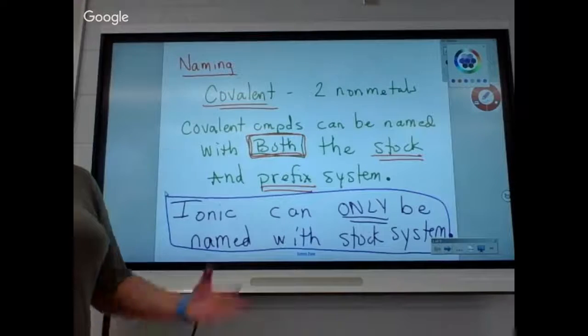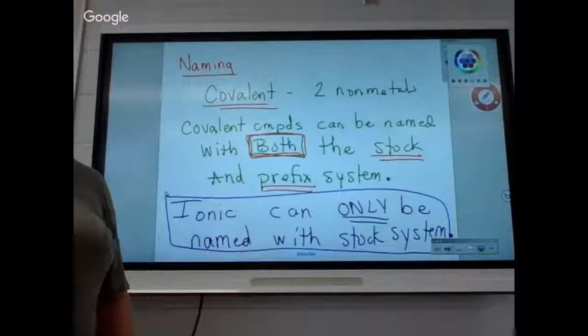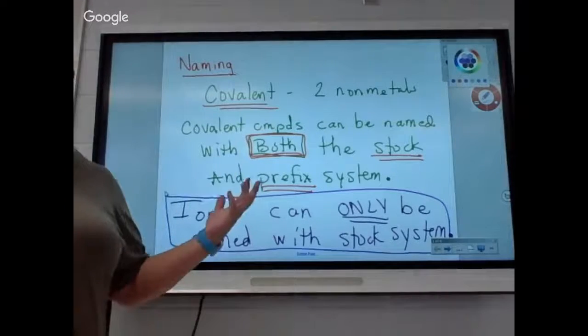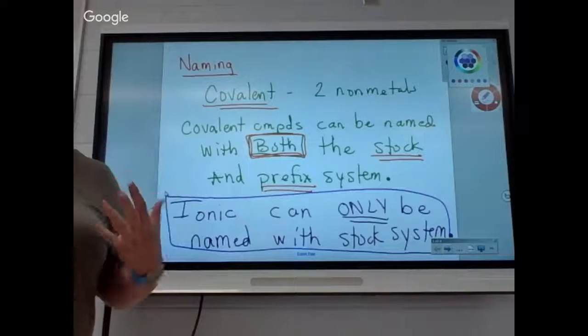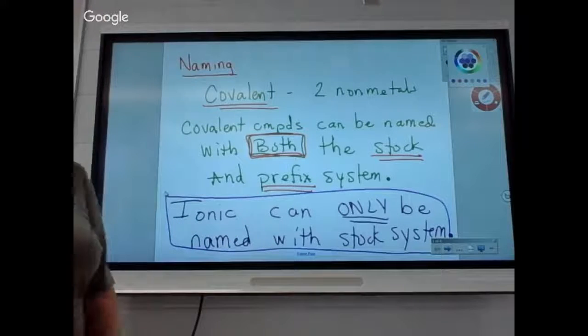I want these prefixes. So as soon as you start putting in these prefixes, and what you did last night for homework, all you've done is wrong. Okay? You cannot put prefixes on a metal.